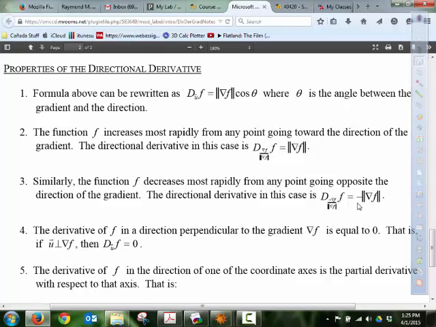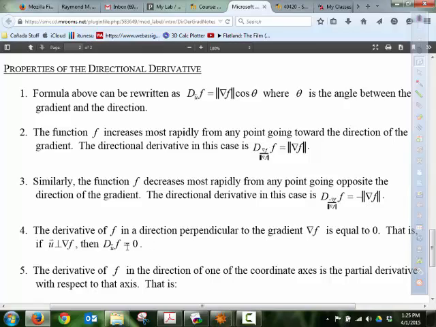And then if you're going in the opposite direction of the gradient, and if you imagine you're on a hill, you go in the direction of the fastest increase, you're going to go upward. Well, if you go the opposite direction, you're going to go downward with the same slope. So the negative of the magnitude of the gradient would be your slope going the opposite direction of the gradient.